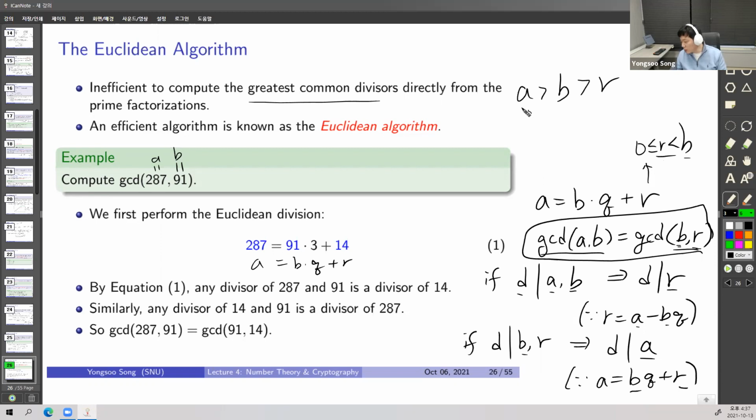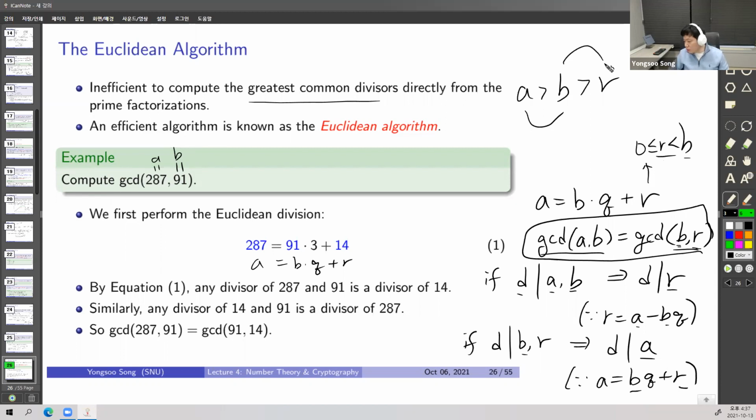So instead of computing the GCD of large integers A and B, now we just need to compute the GCD of small integers B and R. So that's probably easier than computing the GCD of large integers.